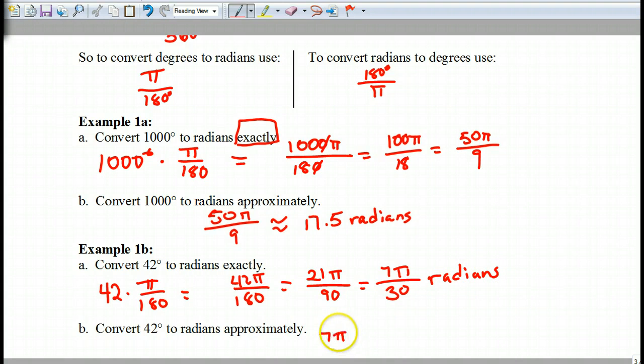So then you do 7 pi over 30 is approximately. So if you put that in your calculator, you're going to end up with 0.73 radians.